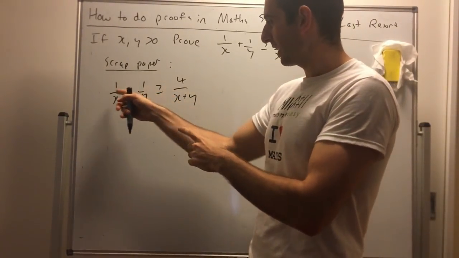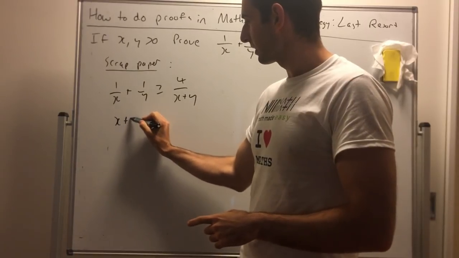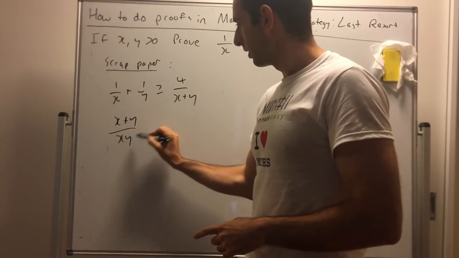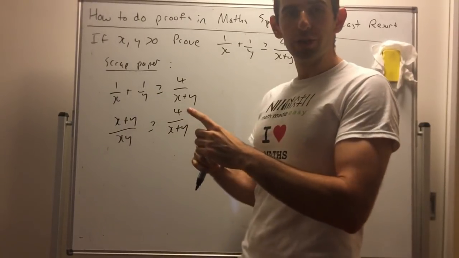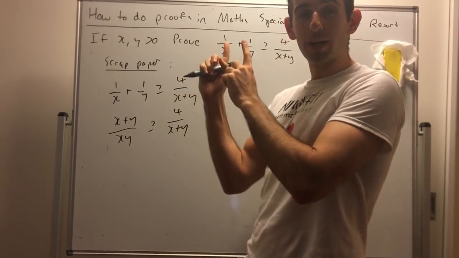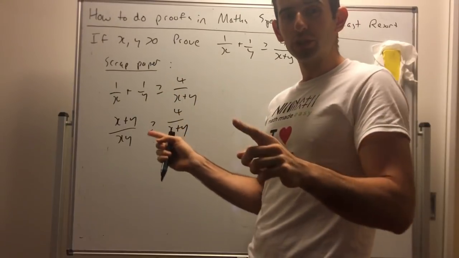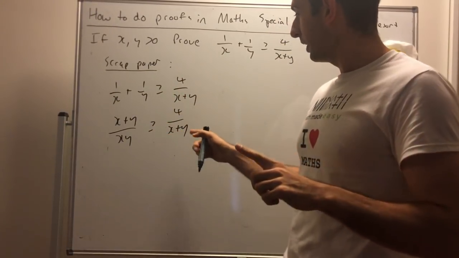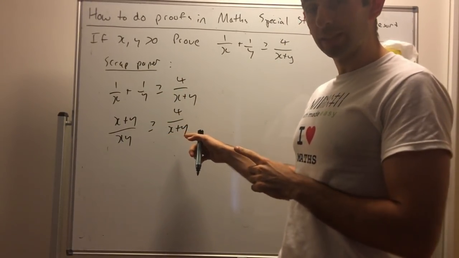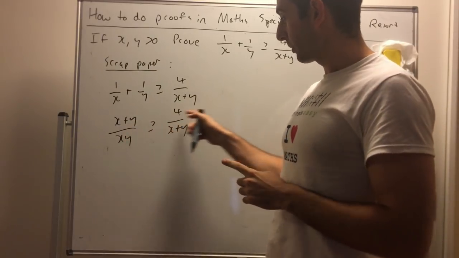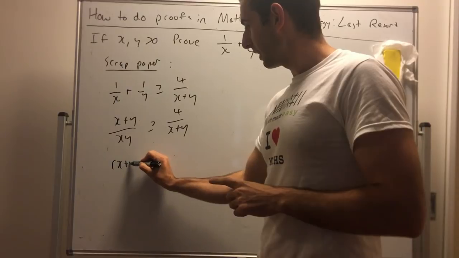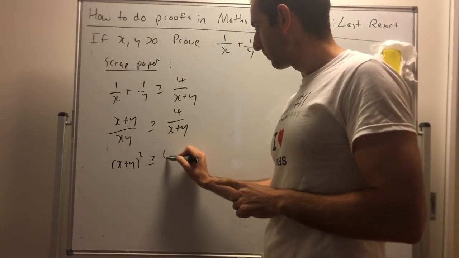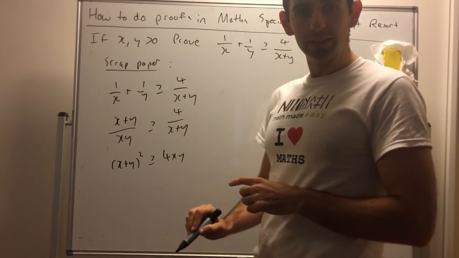So first up, I can add these fractions. So I'll get x plus y over xy greater than or equal to 4 over x plus y, right? So if you're not sure how to do that quickly, I'll leave a link to my adding fractions instantly video, just by cross multiplying. So now here, we're going to do the same thing. We're going to cross multiply to get rid of these fractions. So this becomes x plus y squared greater than or equal to 4xy.